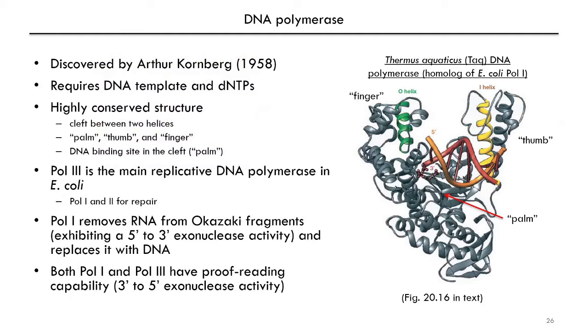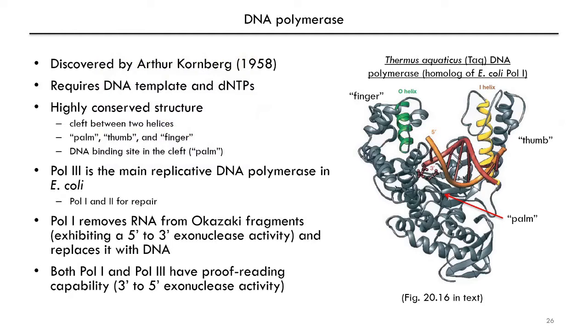DNA polymerases have a highly conserved structure. The first crystal structure of a DNA polymerase in complex with double-stranded DNA was solved in the 1990s and is shown here in figure 20.16. The structure of the enzyme forms a cleft between two helices made up of what can be described as palm, thumb, and finger domains. The DNA binding site is within the cleft, sitting at the palm.